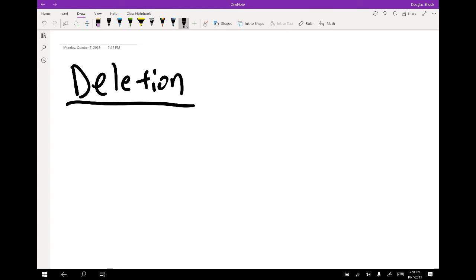So what areas do we need to focus on when it comes to deletion? If it doesn't exist. If it doesn't exist, all right. Not in tree. What should happen if I try to delete an item that's not in the tree?